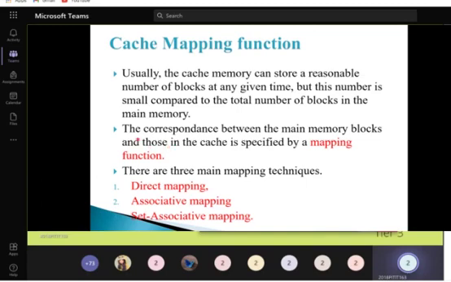So the correspondence between the main memory blocks and those in the cache is specified by a mapping function. There are three main mapping techniques: direct mapping, associative mapping, and set associative mapping. So these are the three main mapping techniques.